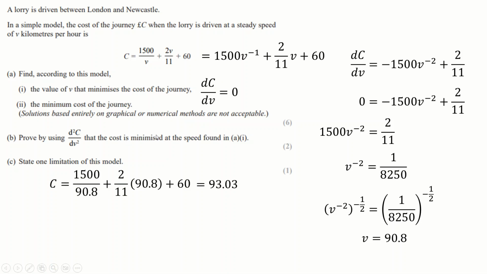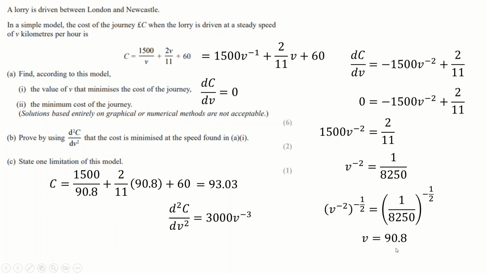Prove by using this that it's minimized, so we obviously need to find this, so we take this and we differentiate again. Minus 2 times a minus makes a positive, then we get 3000, and then v to the minus 3. And then this is a constant, so it derives away. And we need to plug in this value here, right? Because this is the value we found in part A.